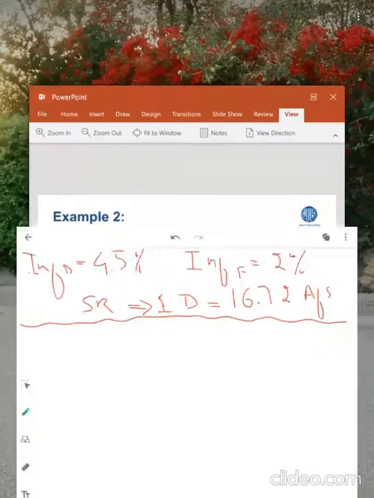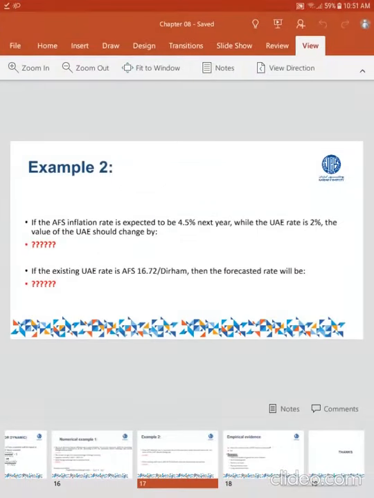Hello ladies and gentlemen, this is Usman Ali and I'm recording the video for the second numerical example related to purchasing power parity. Now, the objective of the numerical is to calculate the forward rate or the future spot rate. So let's go through the data given to us in the numerical.